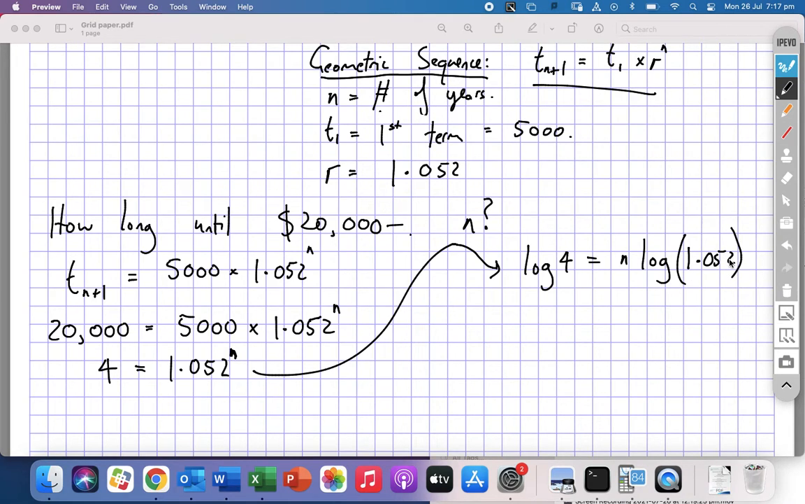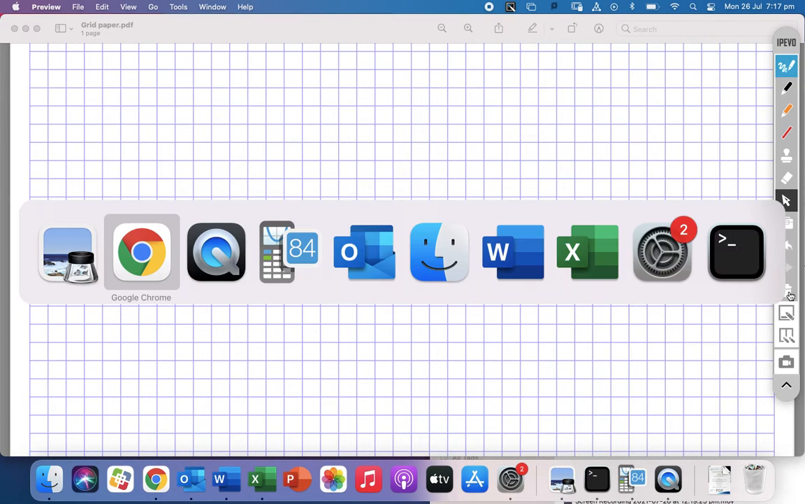Right, so I was logging both sides. I had 1.052 to the power of n, and then I've brought the n out the front using log laws. If we want to calculate n, we'll have to do log 4 divided by log 1.052, and at this point we're needing the calculator to do that. Okay, if you're still a bit unsure about that, you can ask me. I'm going to look at the question now and see what they did.